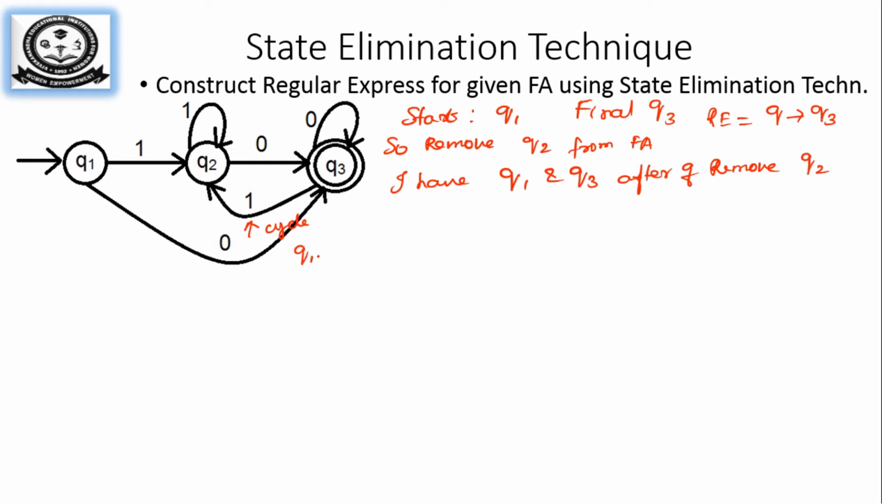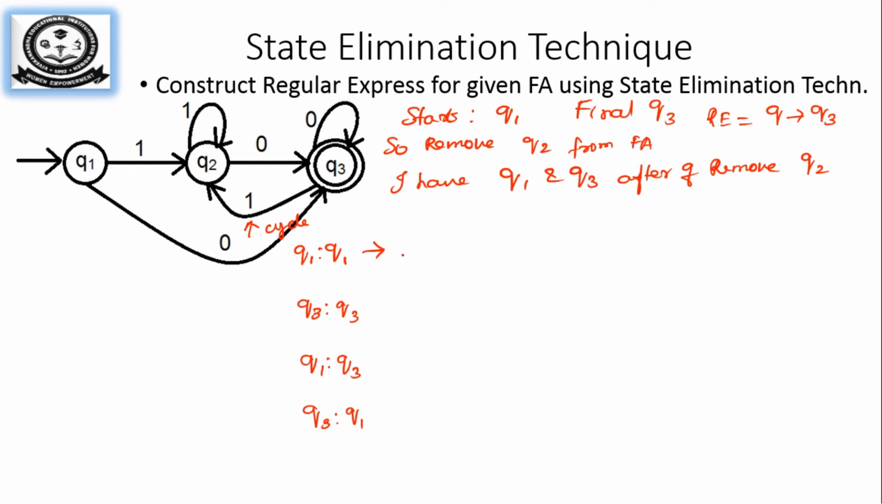So what are the transitions you will have? It is between Q1 and Q1. Then you will have a transition between Q3 and Q3. You will have to find all the transitions for Q1 and Q3. So what are the transitions? First we are going to find the self transitions: Q1 to Q1, Q3 to Q3. Next one is between Q1 and Q3. Then you can have Q3 and Q1.